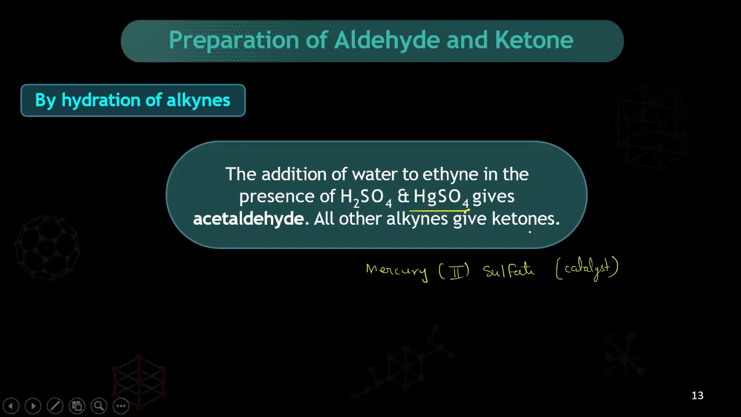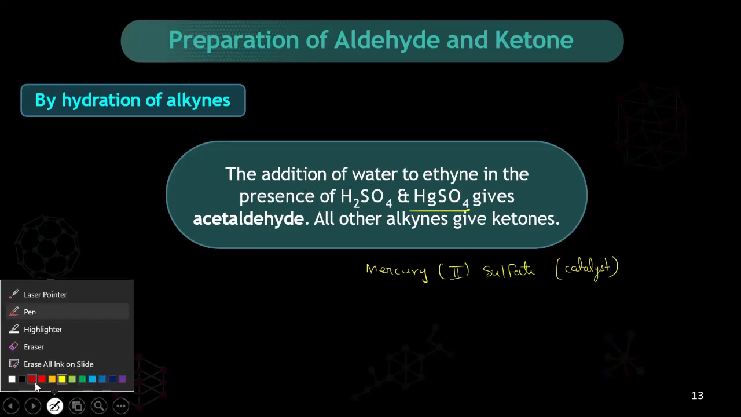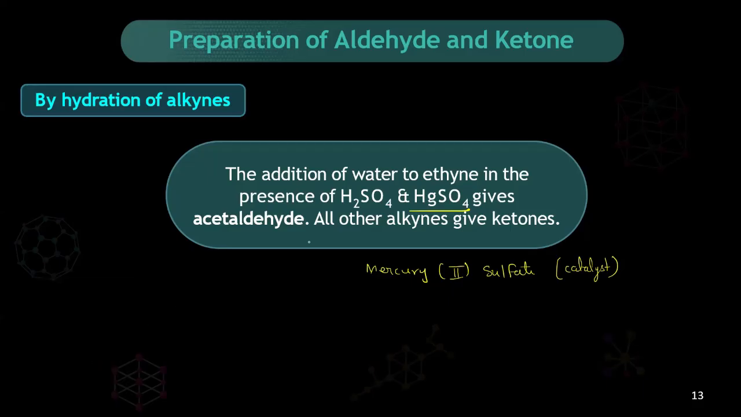Okay, so just know here, what's happening? You are adding the water. So why are we doing that? Why are we adding the water here? To break down the carbon-carbon triple bond. Okay, so the water is added in order to break down the carbon-carbon triple bond. What is the meaning of ethyne? Ethyne means carbon and carbon attached with a triple bond.